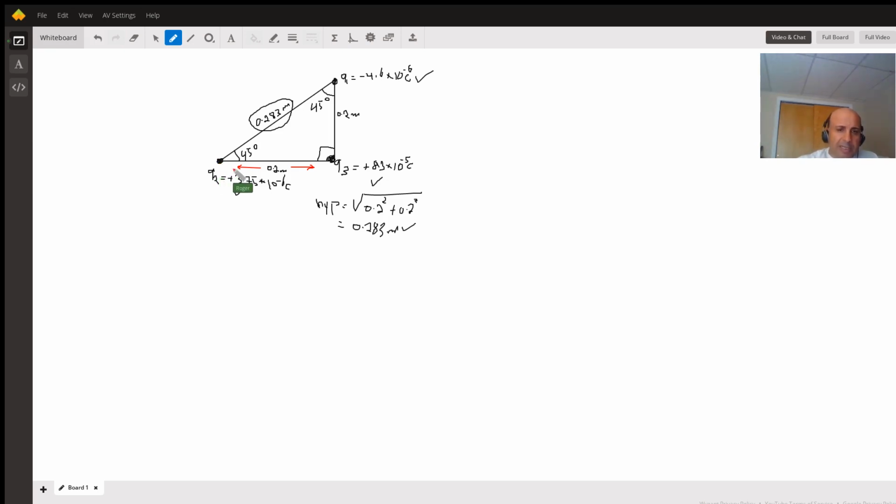Well, the force that is acting on Q2 is this force, which is pushing on the charge Q2, this force here, okay? And I call that force F heading from 3 to 2. I call that force F32. Okay, F32.